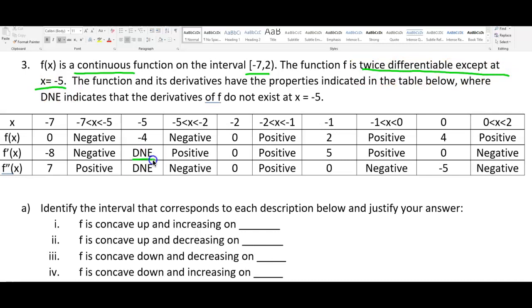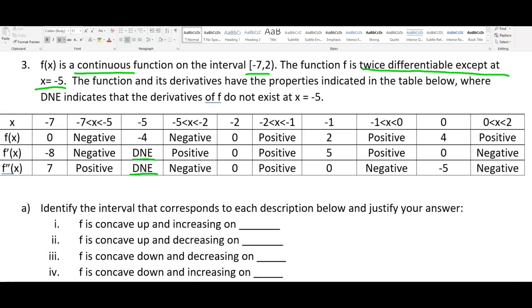And you can see that in the table. The derivative and the second derivative don't exist at that point. But everywhere else it is twice differentiable. The function and its derivatives have the properties indicated in the table below, and D and E indicates that the derivatives do not exist. All right, so let's go ahead and take a look at this. So part A, identify the interval that corresponds to each description below and justify your answer.